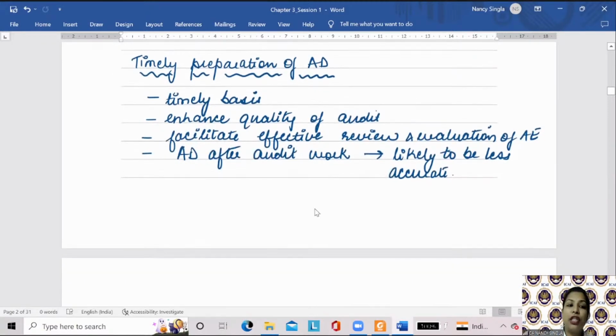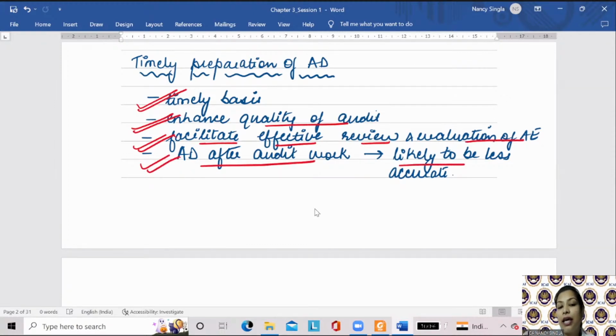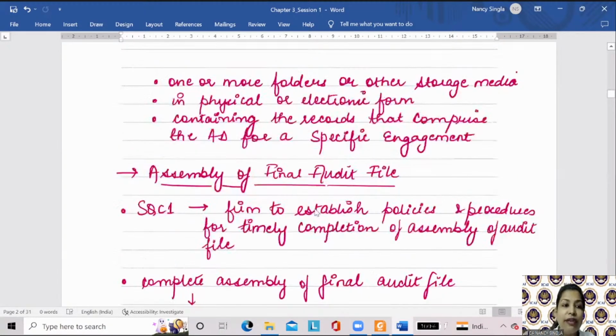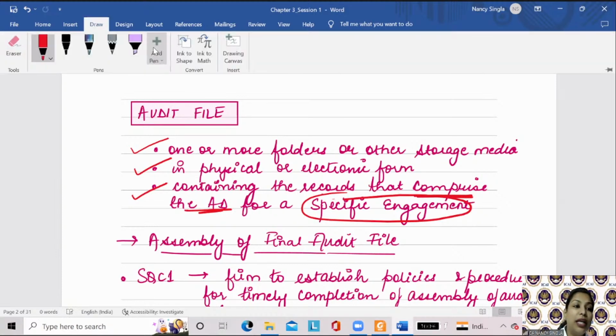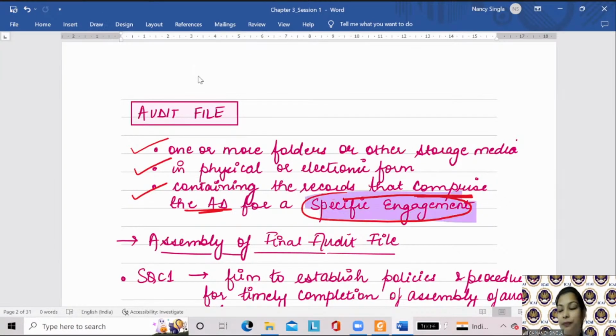So in timely preparation we have seen that it should be prepared on a timely basis. Why? It will enhance the quality of the audit. Okay. Further, it will facilitate effective review and evaluation of audit evidence, and audit documentation after audit work has been completed is likely to be less accurate. Clear? What is an audit file? We have seen one or more folders or other storage media in physical or electronic form containing the records that comprise the audit documentation for a specific engagement. So the key word here is what? Specific engagement. Clear? ठीक है.